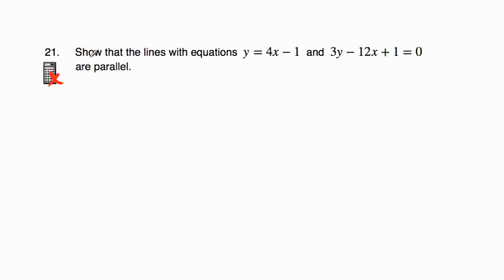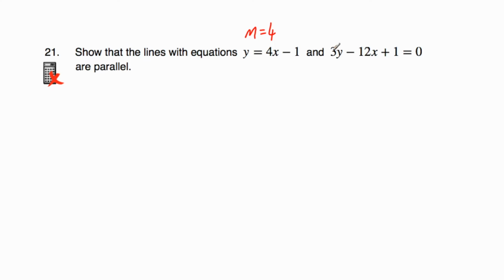Okay, question number 21 says, show that the lines with equations y equals 4x minus 1 and 3y minus 12x plus 1 equals 0 are parallel. So if lines are parallel, they have the same gradient. So here we've got y equals 4x minus 1. So for this line, we've got the gradient equals 4 because we know that it's in the form y equals mx plus c. The number in front of the x is 4, so the gradient of that line is 4.